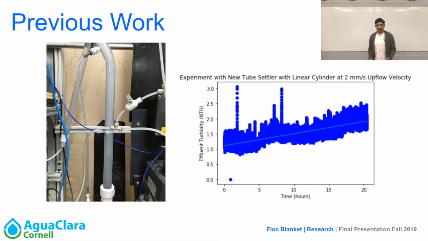Previous work that was done by the high rate sedimentation sub-team in previous semesters, they got these results. As you can see, the figure on the left shows minimal gelling because all the flocs are being resuspended due to the upflow velocity. And the figure on the right demonstrates a linear increase in effluent turbidity. That's what we want. We do not want an exponential decay of the floc blanket or an exponential increase in effluent turbidity, because we want a stable floc blanket, and a stable floc blanket is only realized through a linear increase in effluent turbidity.